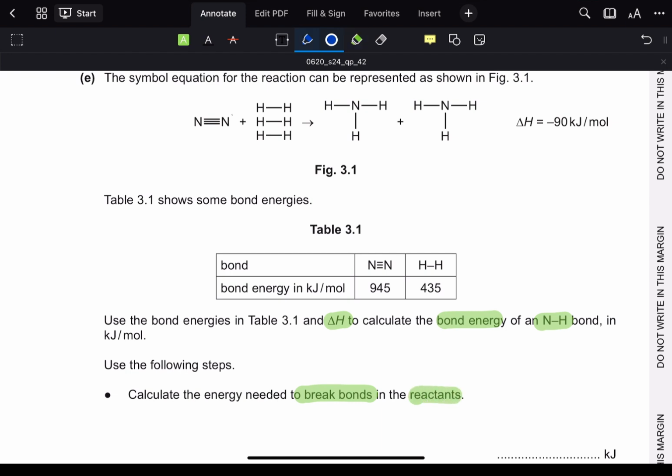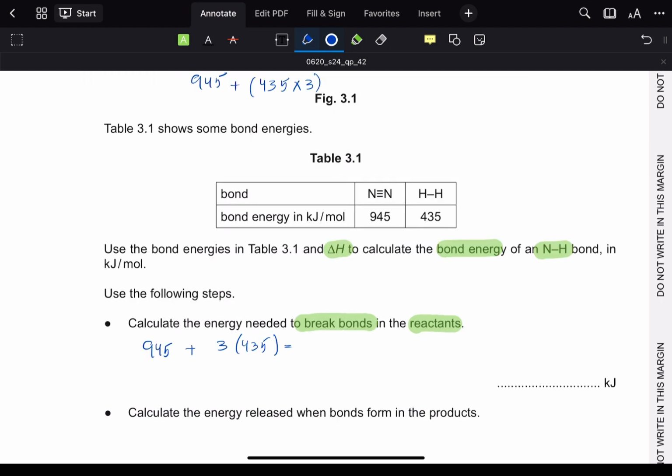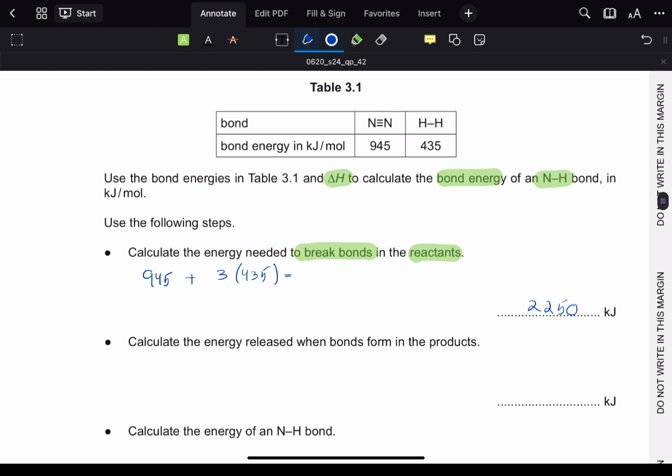In the reactants, we have a single triple nitrogen bond, which has a total energy of 945. We also have 3 hydrogen-hydrogen bonds, which each have an energy of 435. And since we have 3, we'll multiply that with 3. This gives us a total energy of 2,250 kilojoules per mole. Next, we have to calculate the energy released when bonds are formed in the products.